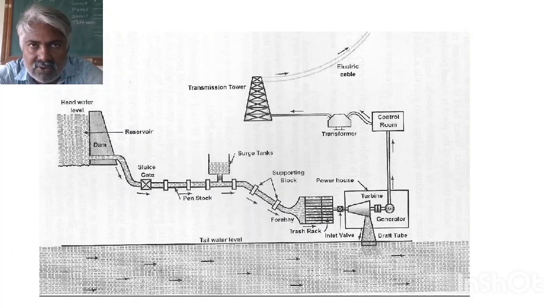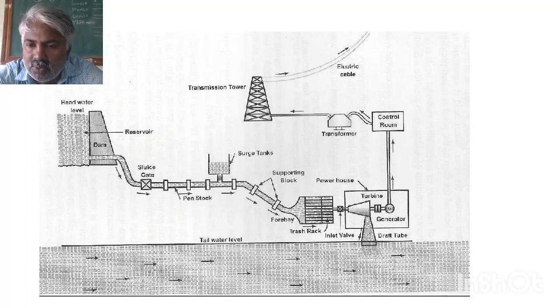So the blades will be connected to a shaft. The blades moving, the shaft starts rotating. So the turbine will get rotating because of the jet of water pressure. That rotary motion of the shaft is coupled to a generator. So when the shaft is rotating, the generator will start producing power by cutting the magnetic field.